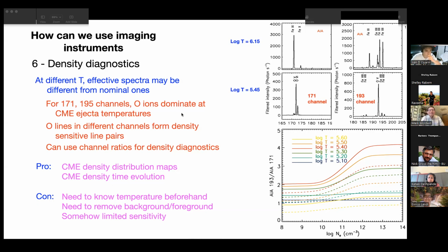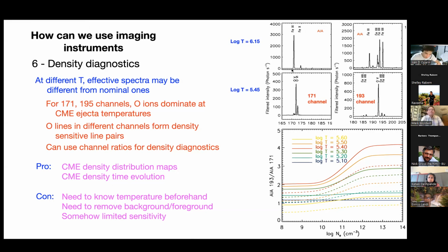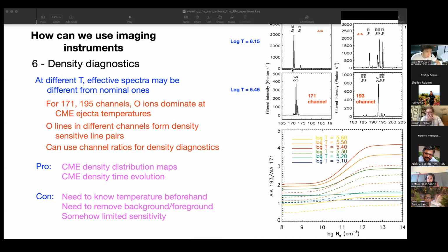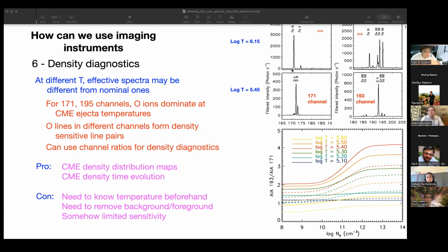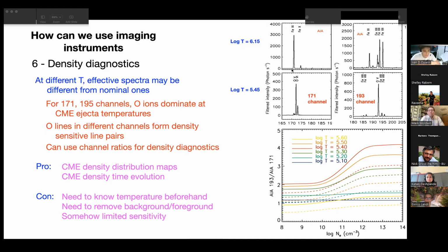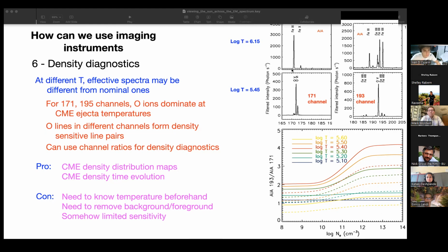Great, thank you. So, Ivan, go ahead. Thank you, Enrico. Fabulous talk. I was quite interested in the density diagnostics using the DEM. The images that we get from AIA are just two-dimensional projections along the line of sight. I'm curious, is there a way to somehow find out whether there are density changes along the line of sight?